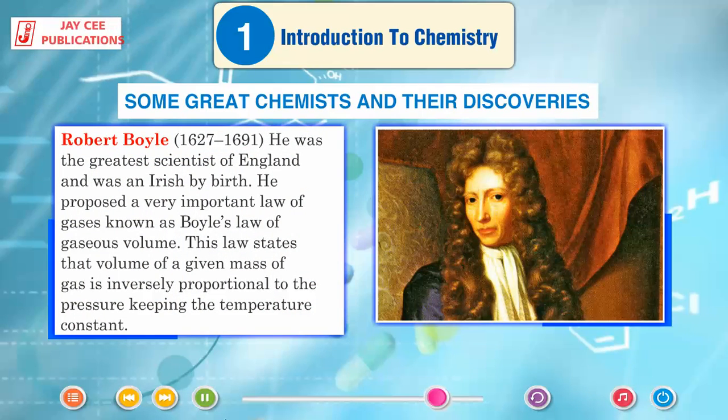Robert Boyle, 1627 to 1691. He was the greatest scientist of England and was Irish by birth. He proposed a very important law of gases known as Boyle's law of gaseous volume. This law states that volume of a given mass of gas is inversely proportional to the pressure, keeping the temperature constant.